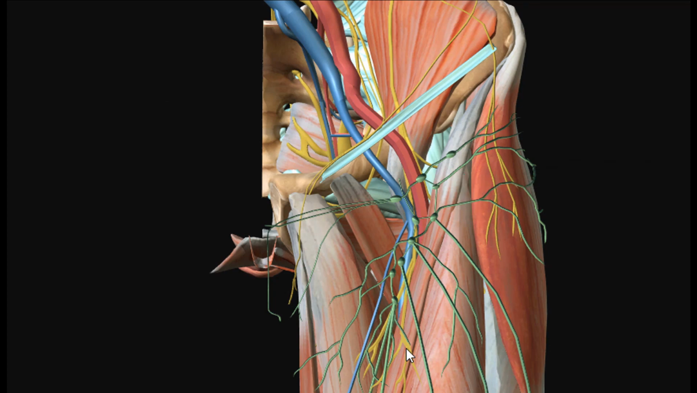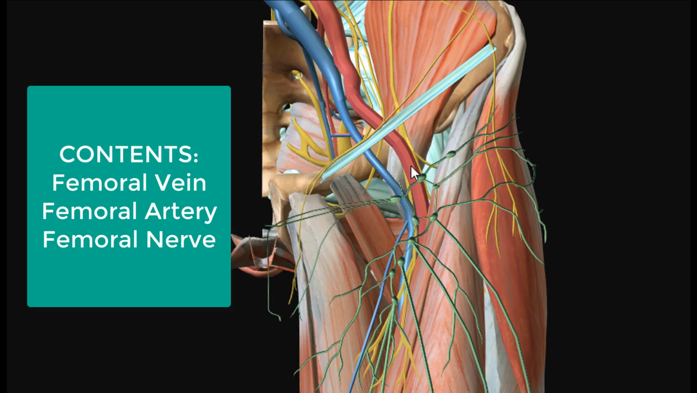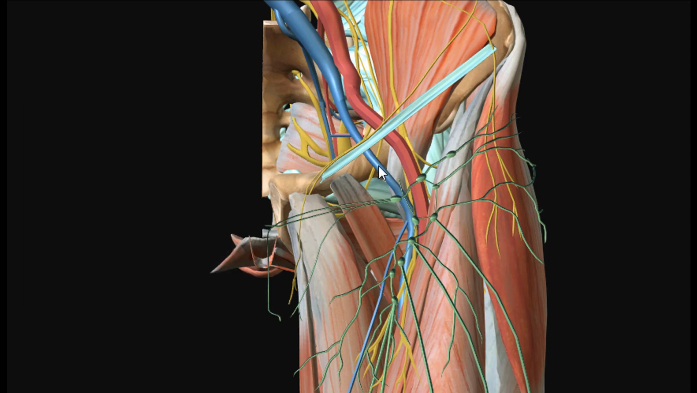The floor, or the deep portion, is formed by the pectineus muscle and also by the iliopsoas tendon. And then you can see on top of that runs the femoral vein, artery, and nerve. So from medial to lateral, if you remember the word van, as in a van like a car, vein, femoral artery, femoral nerve. And they're the important structures that you'll come to identify on ultrasound.